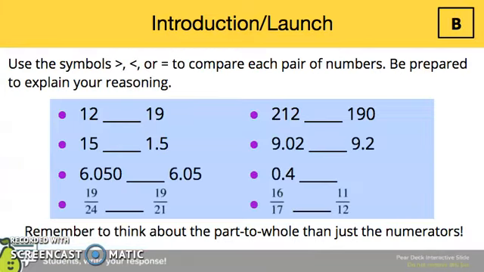For the second portion of the introduction and launch, students will be comparing each pair of numbers. To differentiate, you can make the numbers larger in font so students can see them better. Additionally, for the 2 pairs that are fractional values, you want students to remember to think about the parts of a whole rather than just the numerators. That is a misconception that students will have, especially for 19/24 and 19/21.